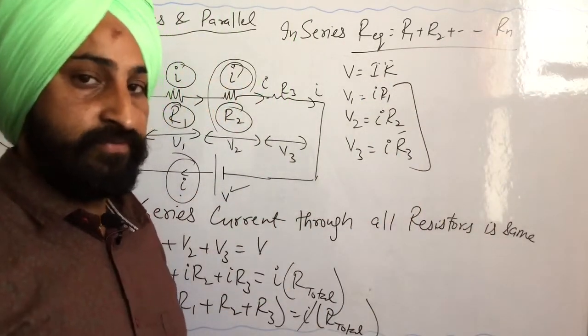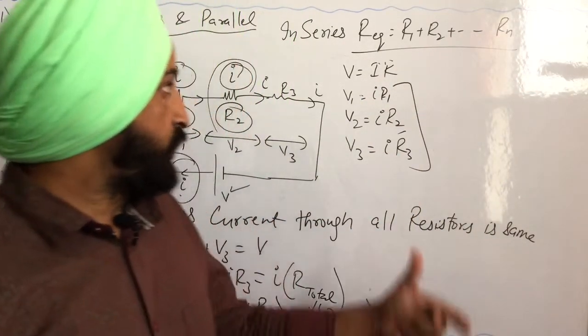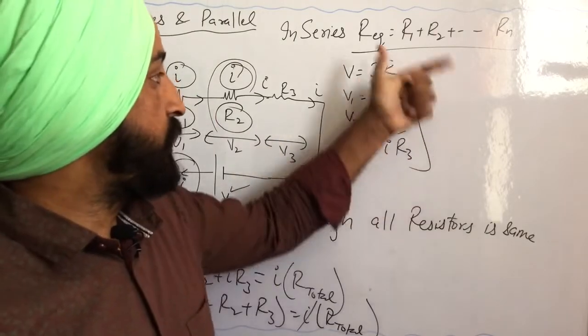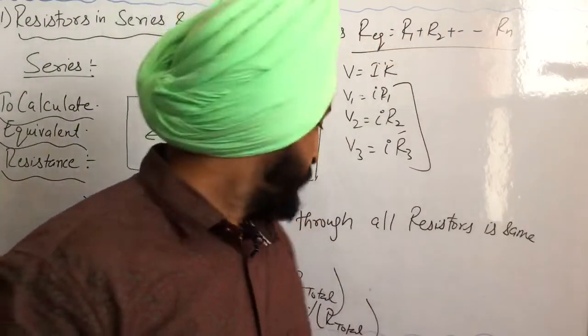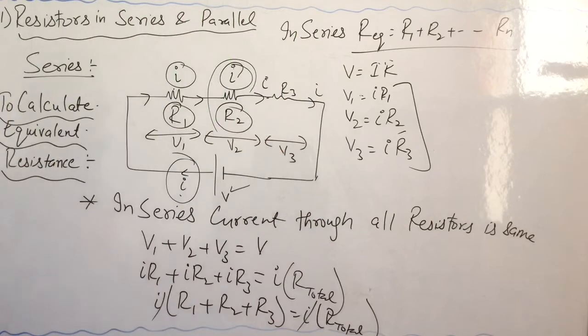There may be a number of resistors connected in series, so their net equivalent resistance would be equal to their simple algebraic sum. So this is the formula for resistors in series.